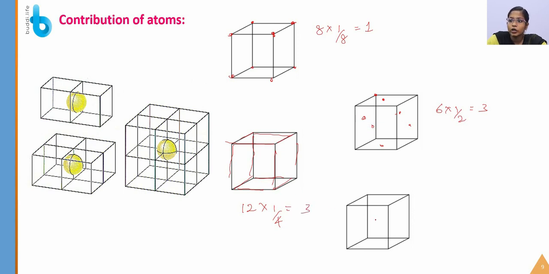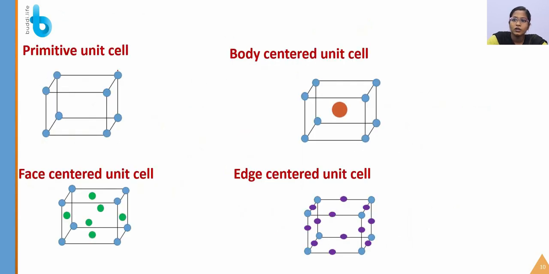And next one is the body centered atom. The body centered atom is not being shared by any of the unit cells. So only one body centered atom is there, and it is not being contributed to any other unit cell. So the contribution of the body centered atom is 1 to a unit cell. Now we'll see about the number of atoms in each unit cell. In the primitive unit cell, atoms are present only at the corners.